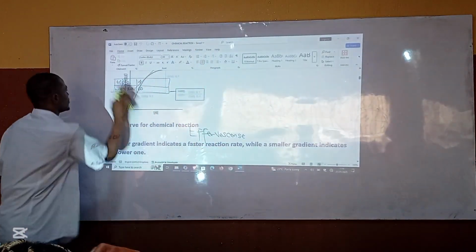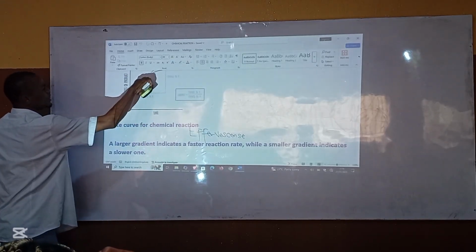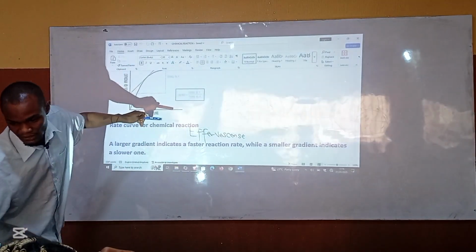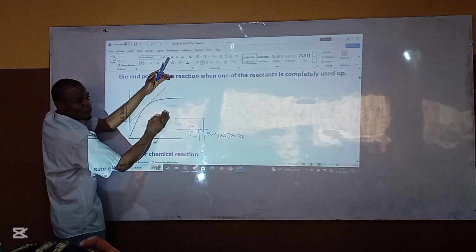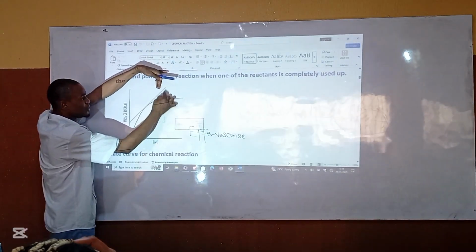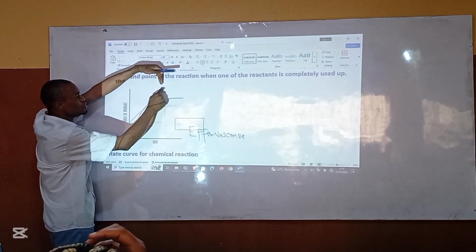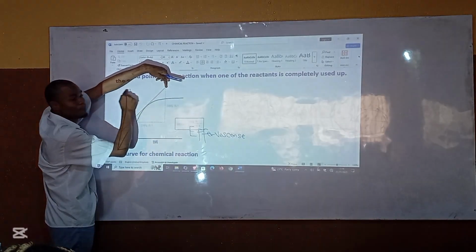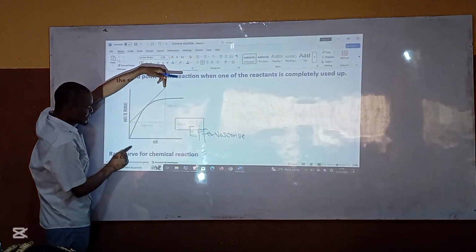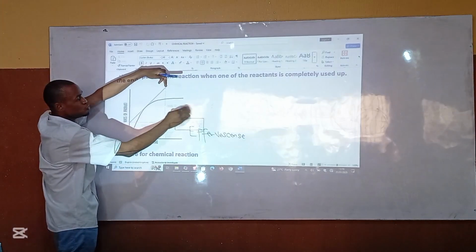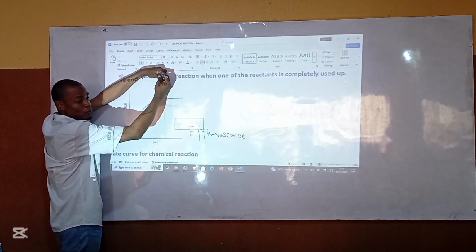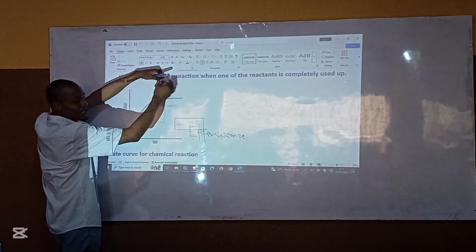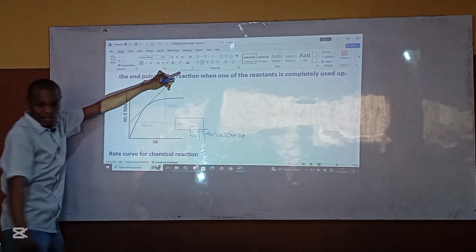Now, this is how to get a gradient for a curve. On this curve here, you draw a line, and that line is called a tangent. For you to get a gradient, you have to draw a triangle. So you take the value of the time and the value of the mass. Then you use your old formula, which is change in y over change in x. That's the gradient formula.